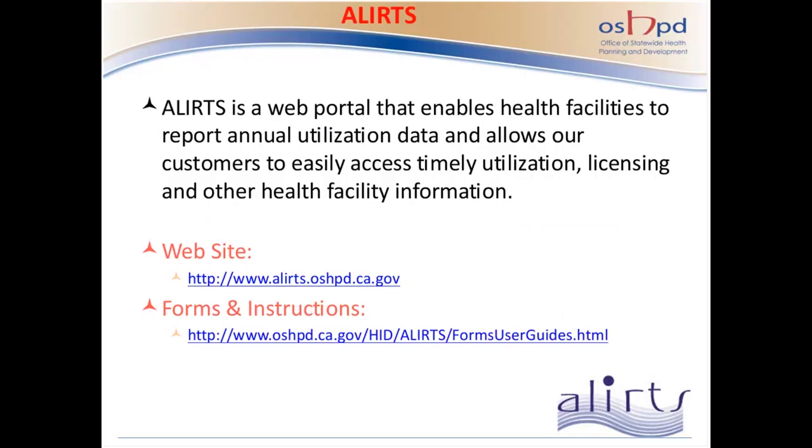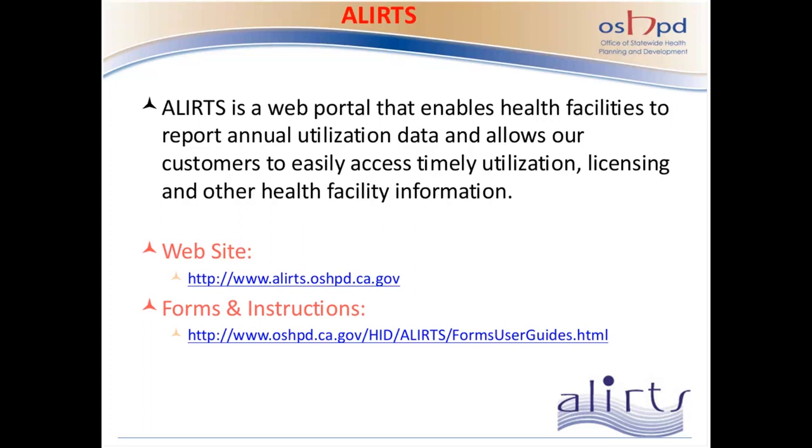ALIRTS is a web-based portal that all medical facilities licensed through the state of California are required under Section 1216 and 127285 of the California Health and Safety Code to use. They are required to submit an annual utilization report. All hospitals, long-term care, primary care, and specialty clinics are required to submit by February 15th. Home health agencies and hospices are required to submit their reports by March 15th.